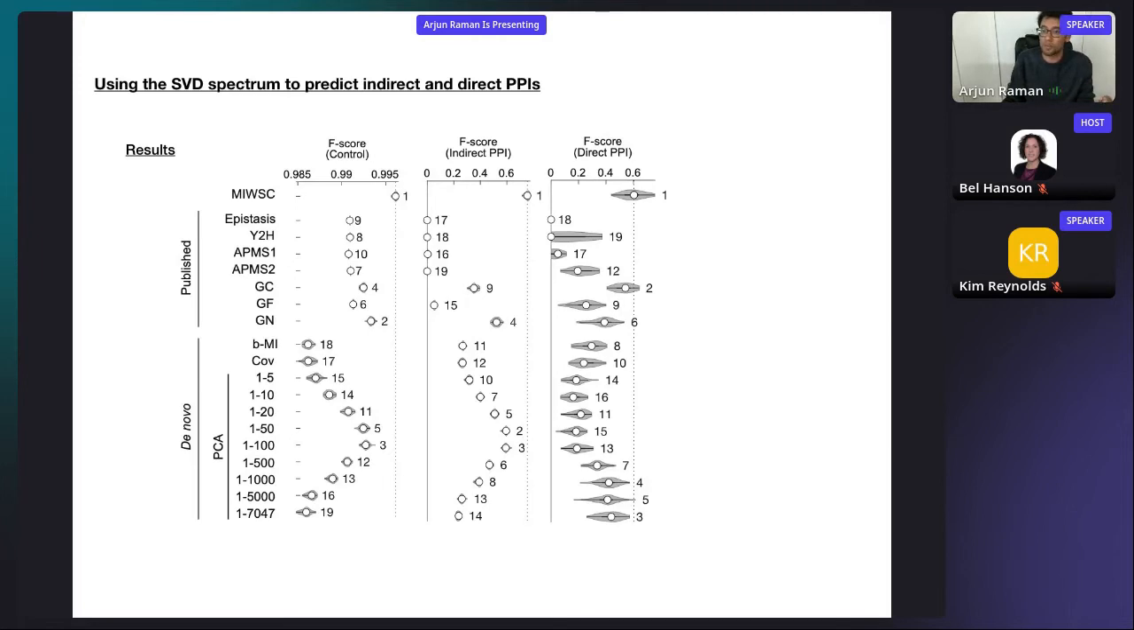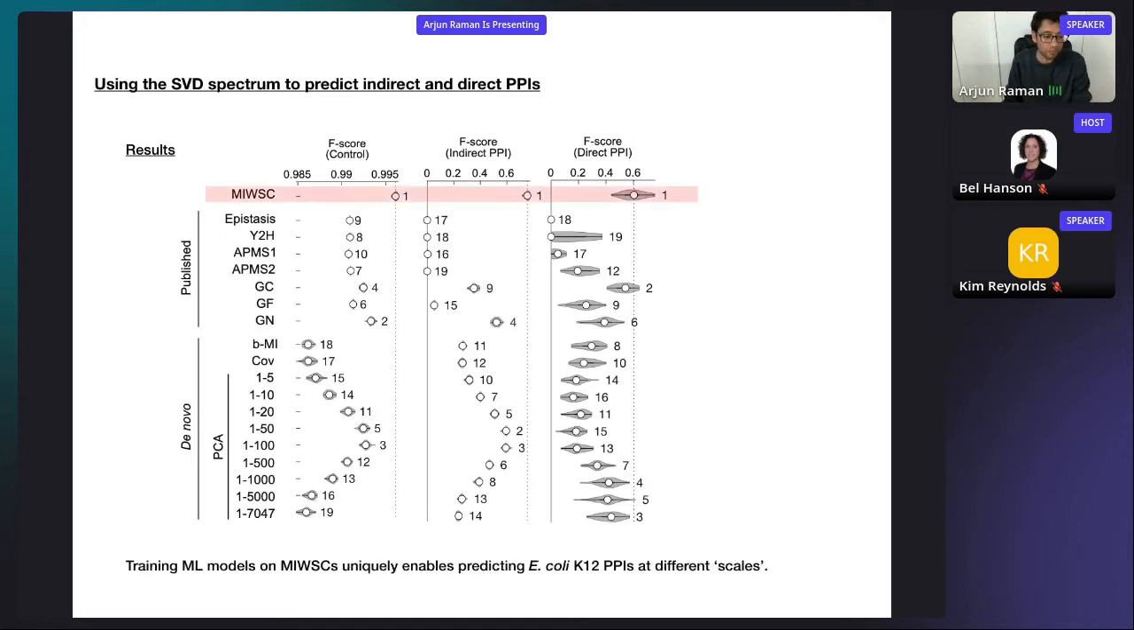This is completely consistent with the idea that direct protein-protein interactions live at the bottom of the spectrum, but indirect ones live more proximal towards the shallow end of the spectrum. And it's worth pointing out that I think because we were able to disentangle and deconvolute these admixed signals, our RF models were actually able to classify both simultaneously. So training random forest models on what we were calling mutual information window spectral correlations, MIWSCs, uniquely enabled predicting E. coli K12 protein-protein interactions at different scales of biological organization, both indirect and direct.